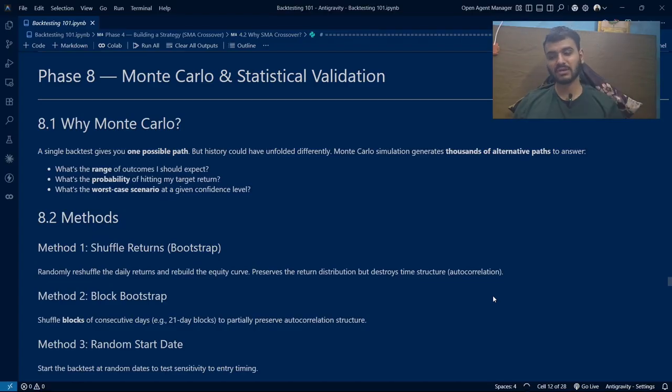First of all, I've said this before as well, Monte Carlo is a bit overrated, because if you are testing an overfitted strategy, Monte Carlo will show 100% success probability in endless number of simulations, which is again false. Why? Because your original strategy was overfitted. Even if you're shuffling the trades, it will still make huge profits and show you an unrealistic profit, right? Now, a single backtest gives you one possible path, whereas history could have unfolded in endless possibilities, right?